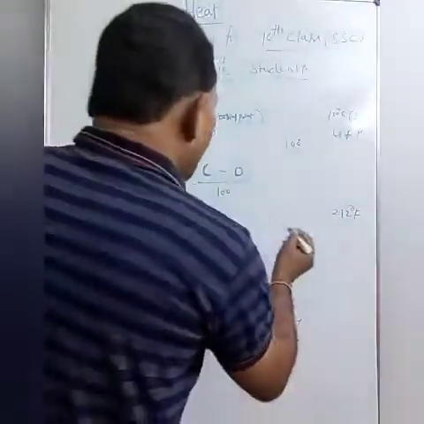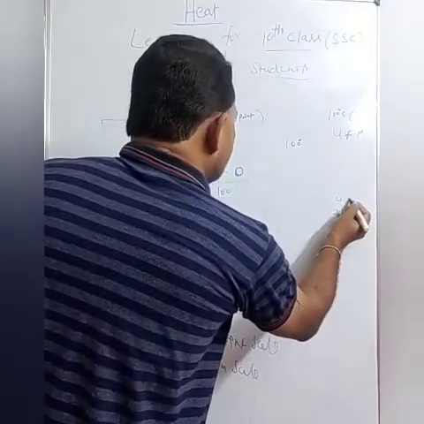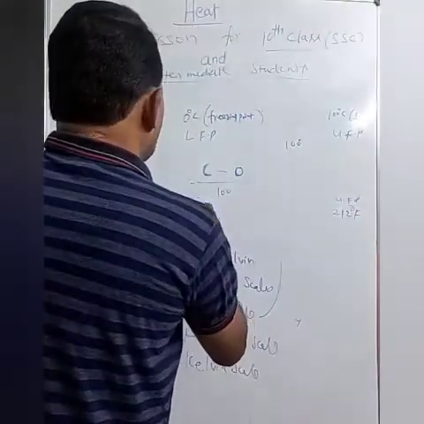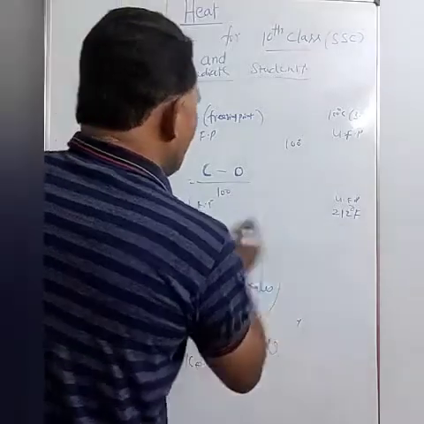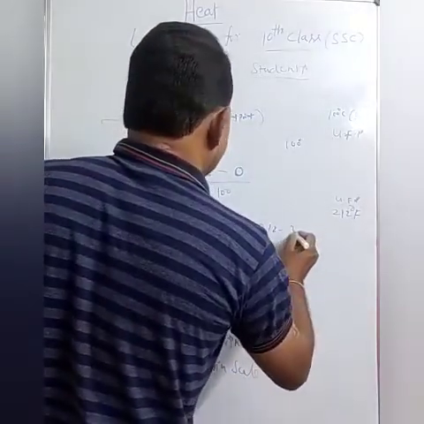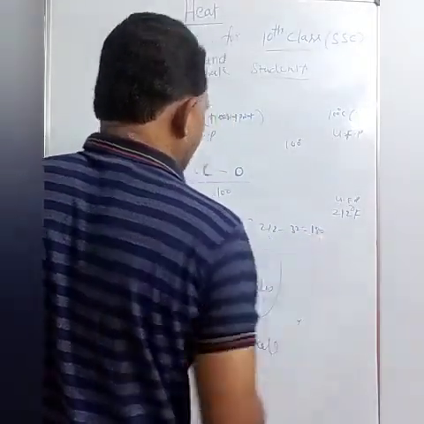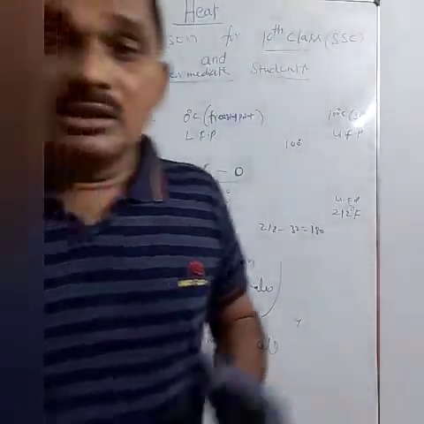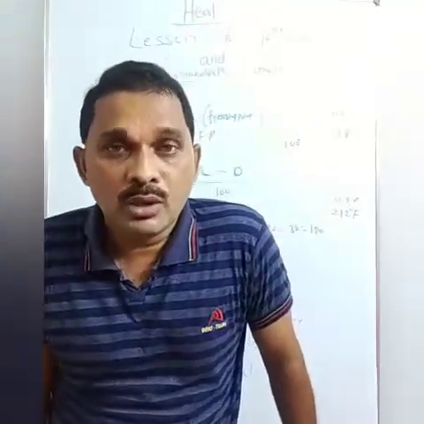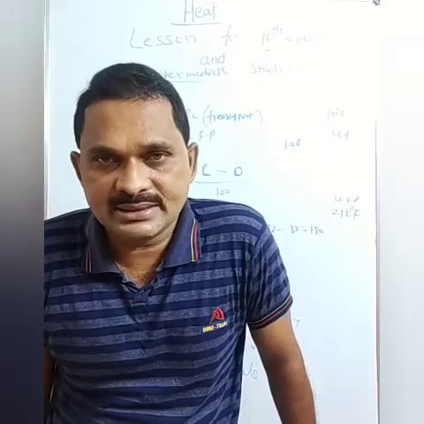So then what is the difference? This is the upper fixed point, and this is the lower fixed point. What is the difference? 212 minus 32, that is equal to 180. Then this scale is divided into 180 equal parts.